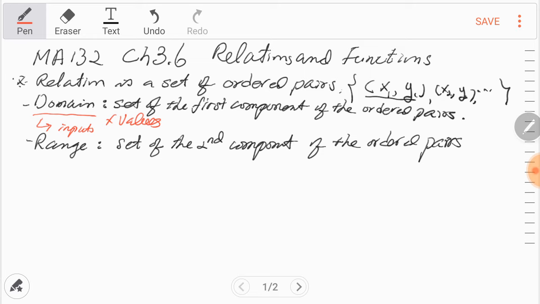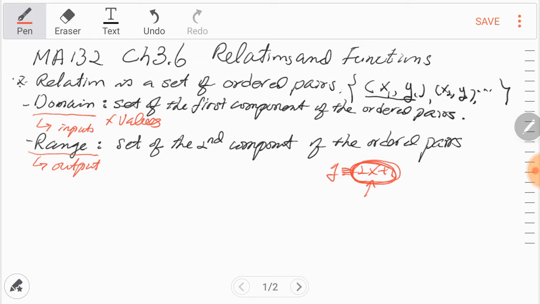For example, y equals 2x plus 1. Then all the values of x are inputs, and from each input, you evaluate this expression, and the result is the y value. The result is called the range. So the range is the output. The output is the y values, which are the second component of the ordered pair. So the range is actually the set of the y values.